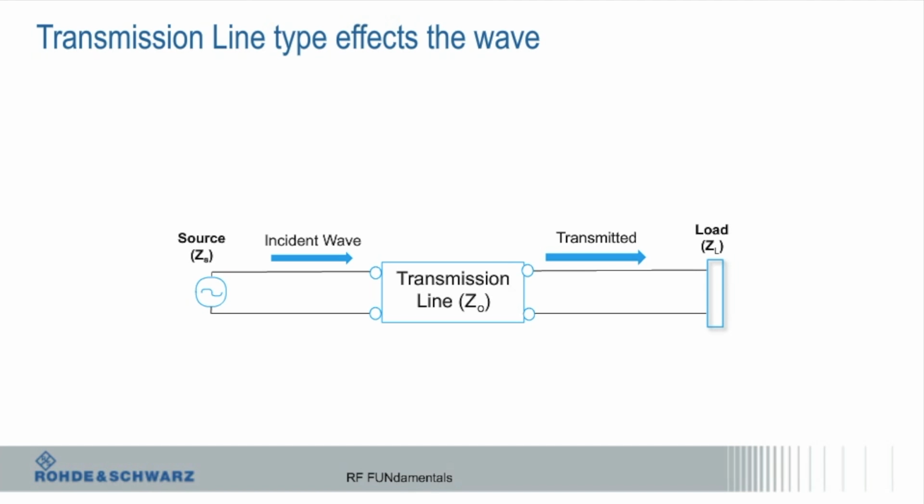Okay, so it's an easy one. What's the typical characteristic impedance that I mentioned earlier? 50 ohms. Okay.